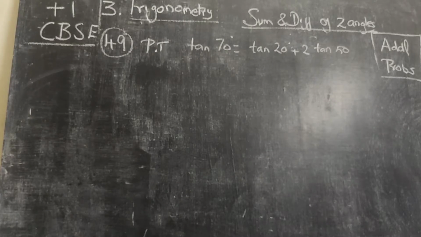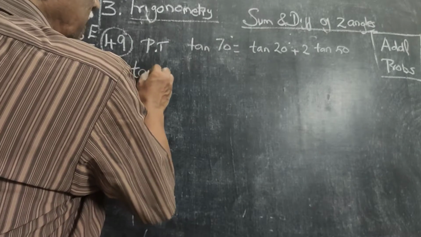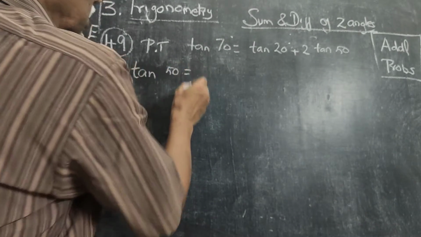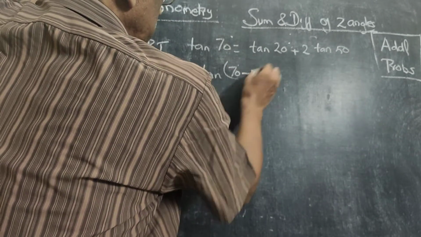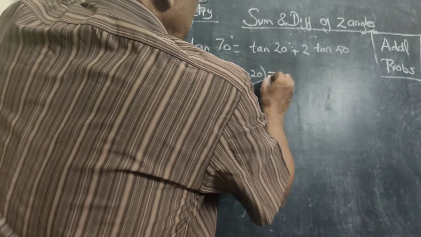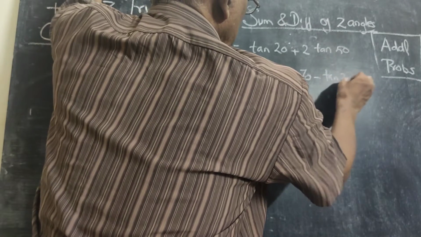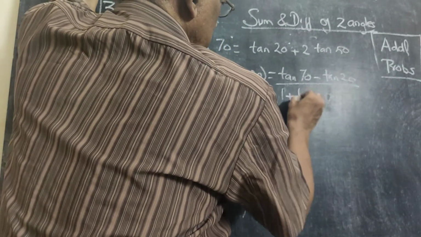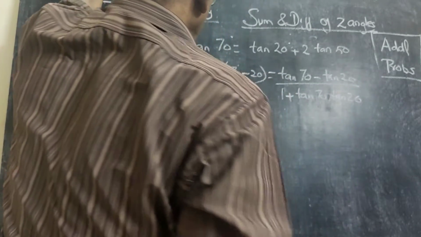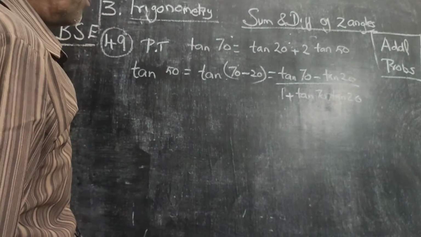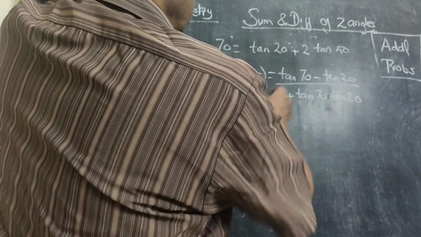We have to prove tan 70 equals tan 20 plus 2 times tan 50. Let me start with the tan 50. Tan 50 degrees can be written as 70 degrees minus 20 degrees. So tan(A minus B) is tan 70 minus tan 20 divided by 1 plus tan 70 tan 20. I want 2 tan 50, here is 1 tan 50. So somehow if you can get this one as 1, the problem is almost solved.